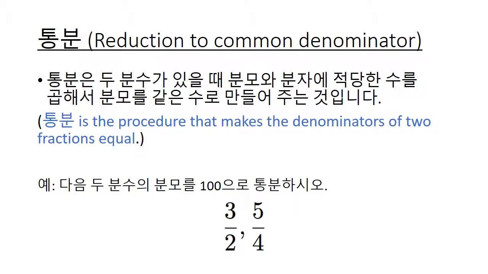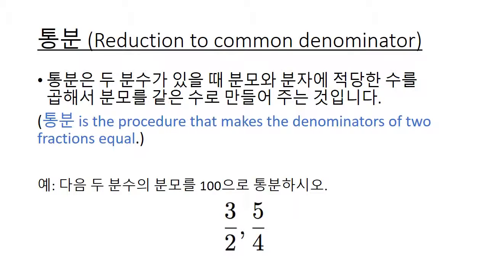In English, we can call 통분 reduction to common denominator, and this is the process that makes the denominators of two fractions equal. And in order to compare two fractions, we need to set the denominators equal to each other and then see which fraction has the larger or smaller numerator value. So let's take a look at the example.